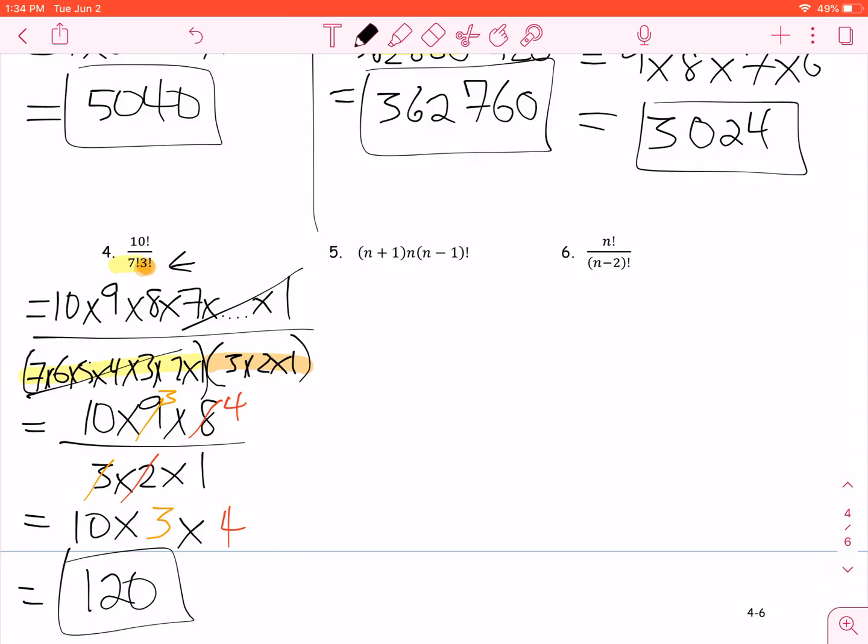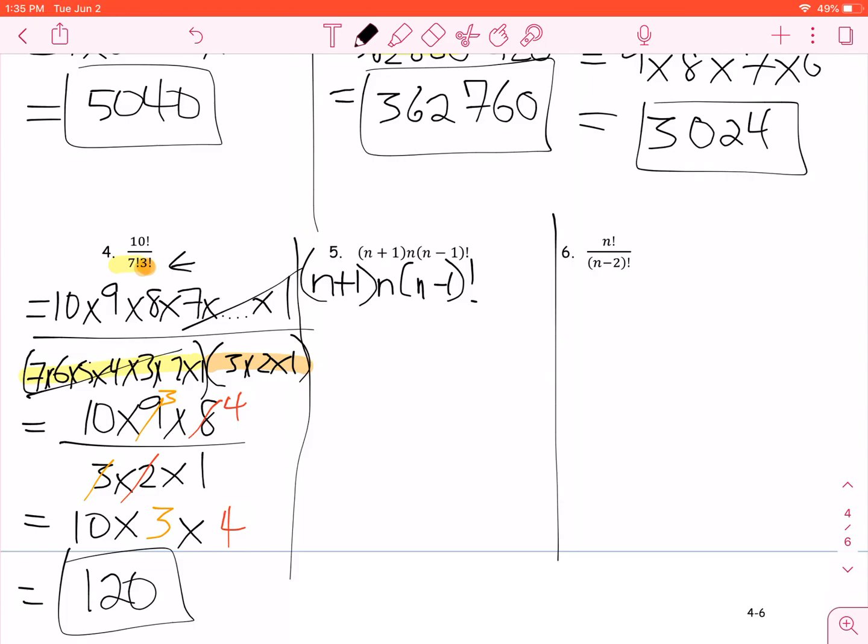For one like number 5, I'm actually going to do this one like a proof. Okay, so just to simplify, to see what we actually get once we work this out, we have n plus 1 multiplied by n minus 1 factorial. Okay, so to actually proceed through this example, I'll just section it off a bit. I'm going to rewrite what I have. So I have n plus 1 multiplied by n, and then n minus 1 factorial.